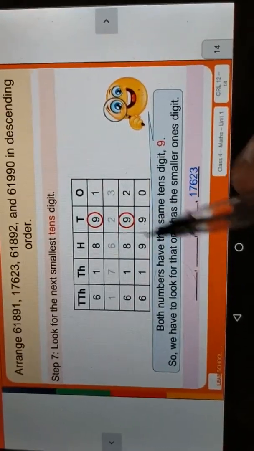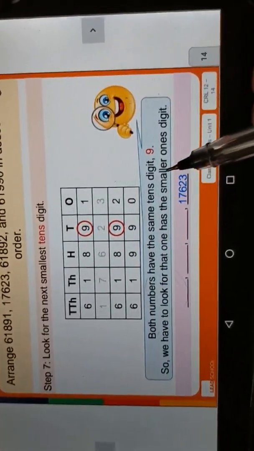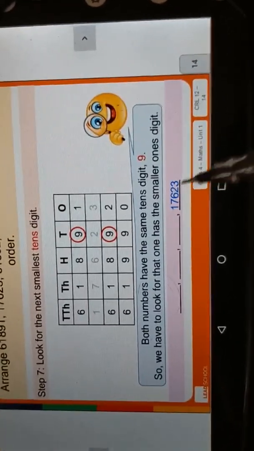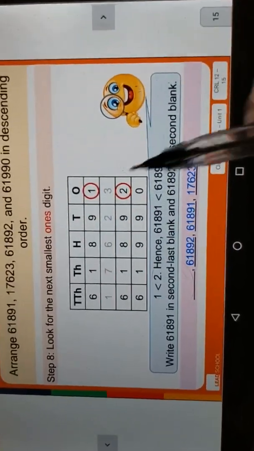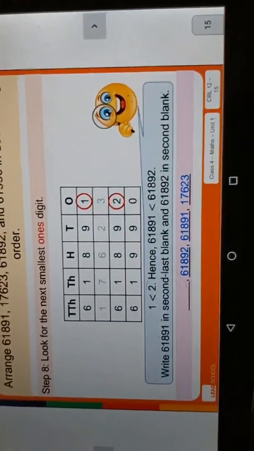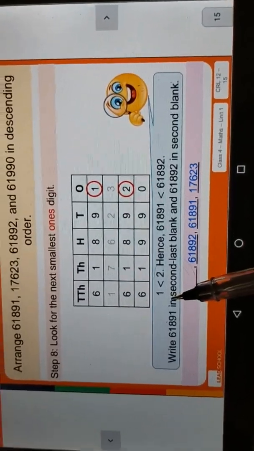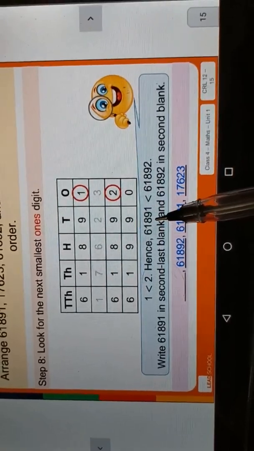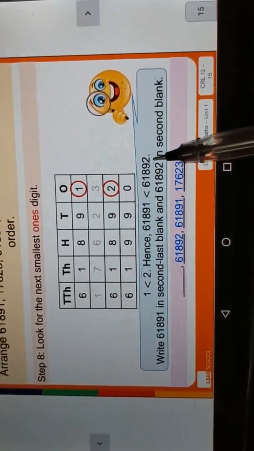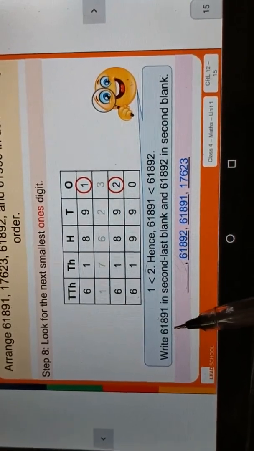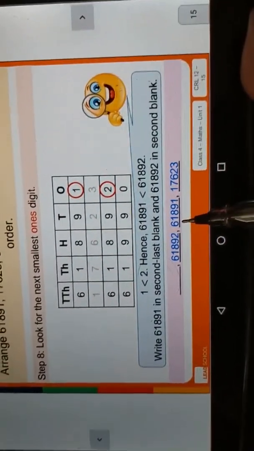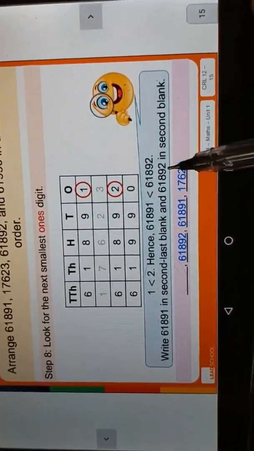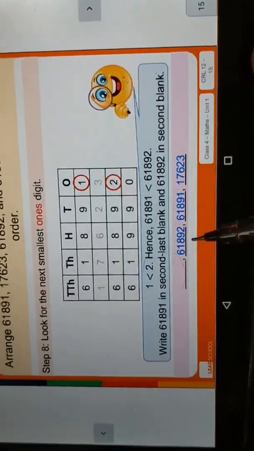Now look at this. Both numbers have the same tens digit, 9, so we have to look at the ones digit for the smallest. Now look at this: 1 is less than 2, hence 61,891 and 61,892. So we write 61,891 in the second blank, and 61,892 we have to write in the last, third blank.